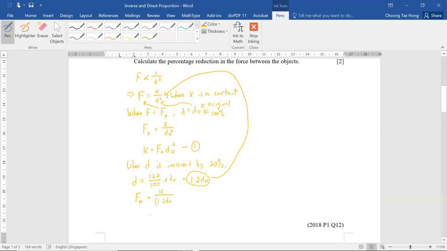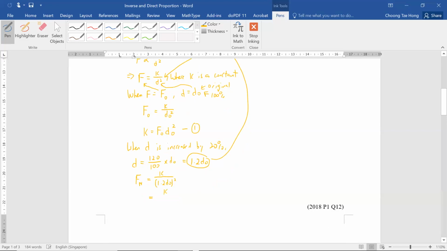At this point, look what's going to happen. I'm going to expand out the bottom. 1.2 squared will be 1.44. Then D naught squared is D naught squared. I'm going to call this equation 2.